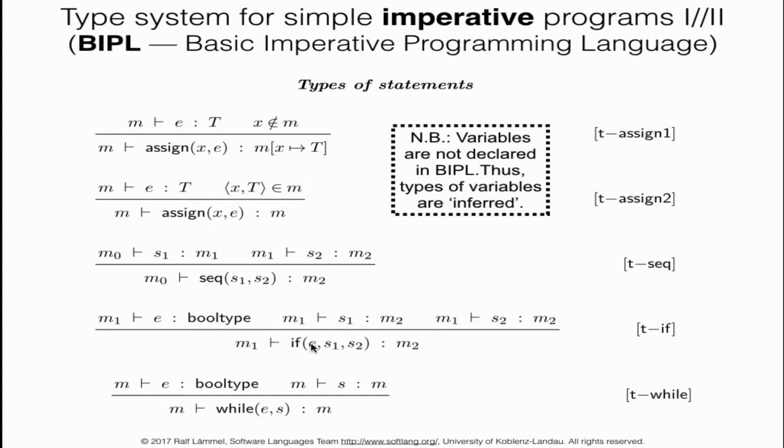Well, for if, we check that the type of the condition expression E is bool type, and then we just require that we get the same kind of type assignment M2 when starting from the same type assignment M1 for both S1 and S2. And for while, we just assume that the type assignment is not changed by the body of the loop. So we could argue about the specifics of these rules here. We leave this to your discretion.